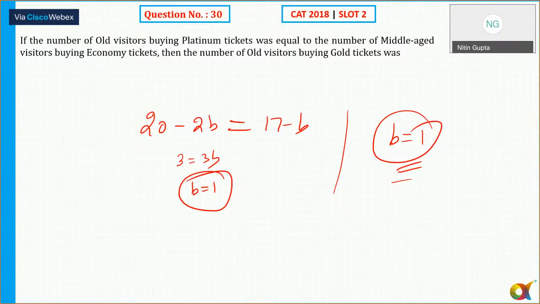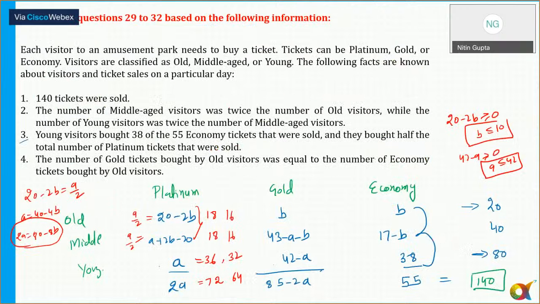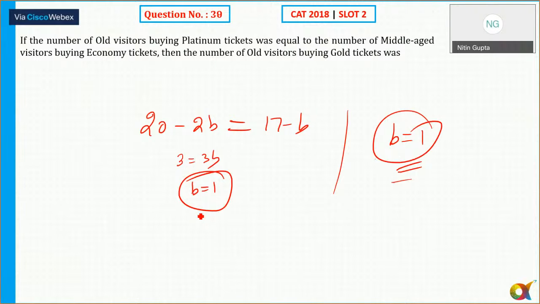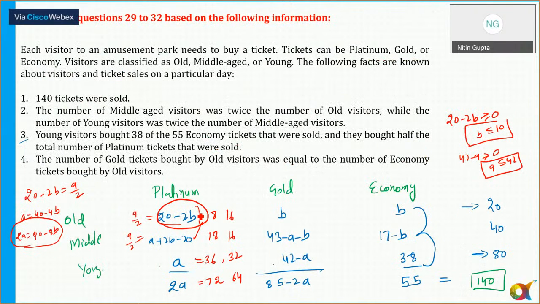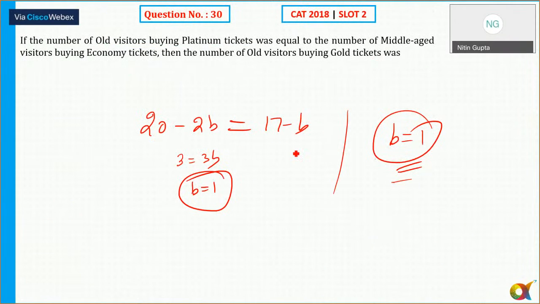You can also cross-check if the number of old visitors buying platinum tickets, that is 20 minus 2B, was equal to the number of middle aged visitors buying economy tickets, that is equal to 7B. So 20 minus 2B is equal to 17 minus B. So I'm getting B is equal to 1.